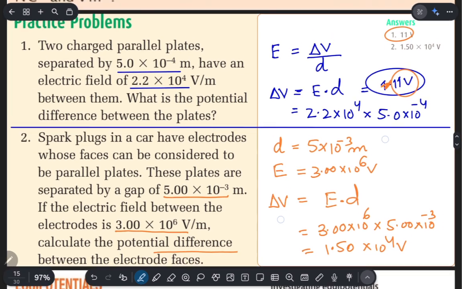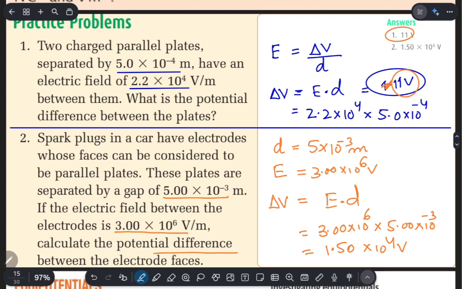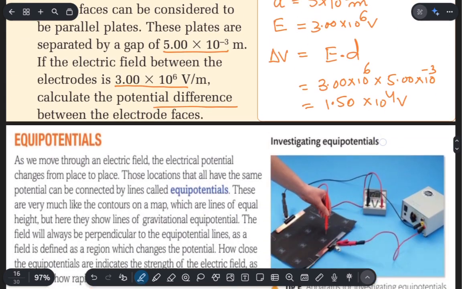So this is basically a simple application of electric field strength, electric potential, and electric potential energy.